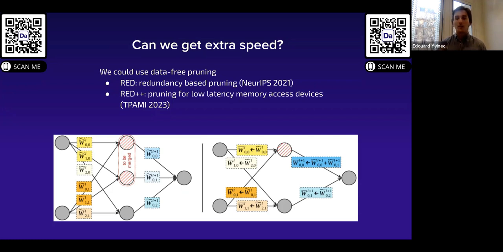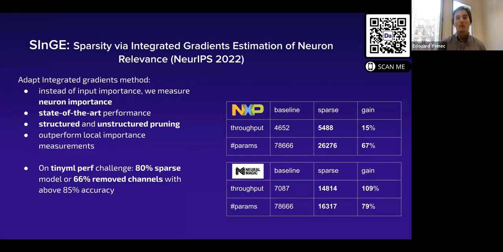Essentially, the idea is to remove redundant operations. Those are data-free pruning methods. So they can give a slight improvement in terms of inference, but they're not as impressive as the next pruning method that I'm about to present. This method was also published at NeurIPS, and this is an opportunity for me to talk to you about the tinyML perf competition.